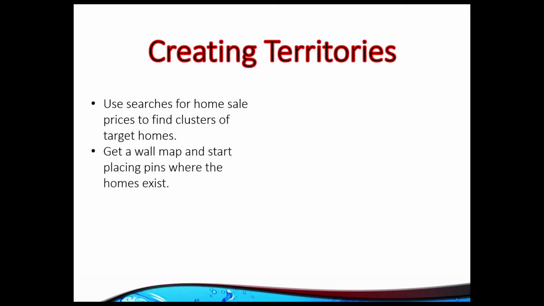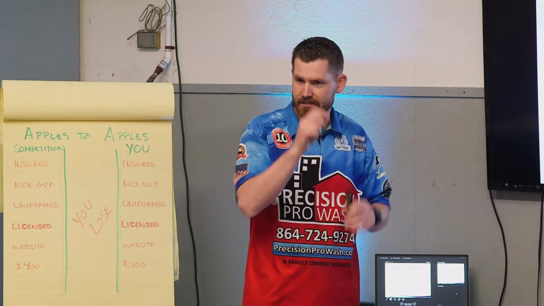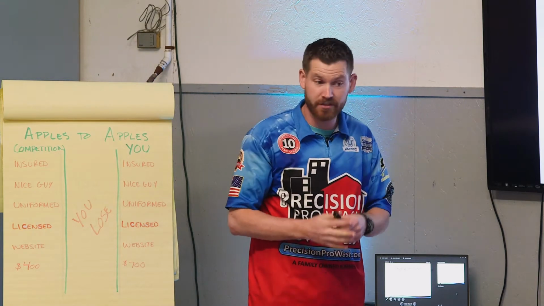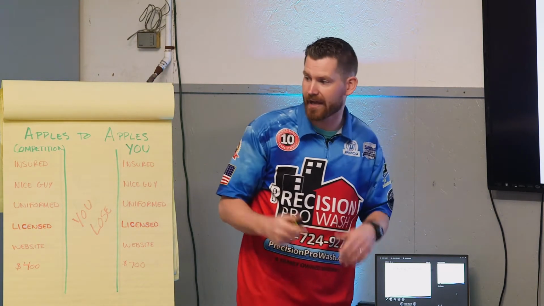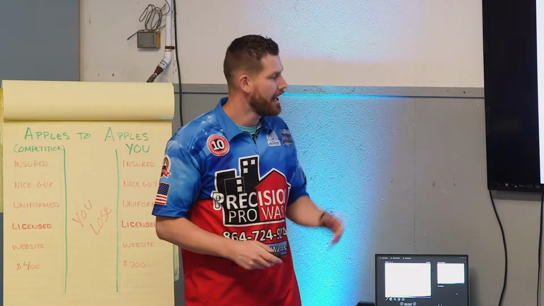So get a wall map and start placing pins where the homes exist. This is what my first initial thing was. We started getting some things, and I started putting pins in where we were getting all the juicy homes. Then I was like, here's a cluster here, here's a cluster here, you know what I mean? Then I really started getting hyper-focused. I was like, okay, how do we get more, right? And this is how we did it.